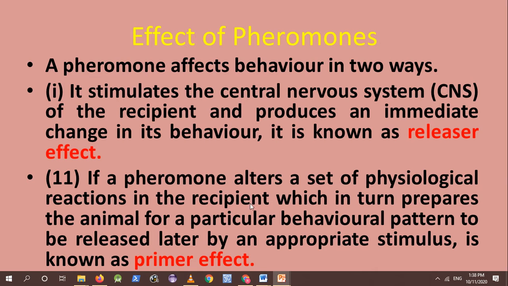In the primer effect, the pheromone is secreted and it alters a set of physiological reactions in the recipient. This physiological activity in turn affects the behavioral pattern of the recipient, and later, by an appropriate stimulus, that behavioral pattern is released. So this effect is called the primer effect. The releaser effect is immediate and the primer effect is delayed. We can also call it the delayed effect of pheromones.